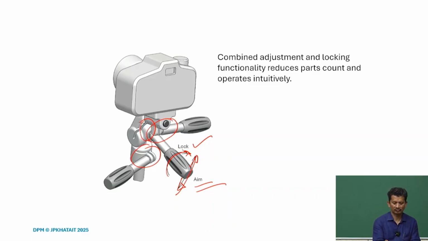So, combined adjustment and locking. In this case, yes, one handle is doing both. So, we have a combined adjustment and locking function, and it's mainly to reduce parts count, and one can operate it intuitively.